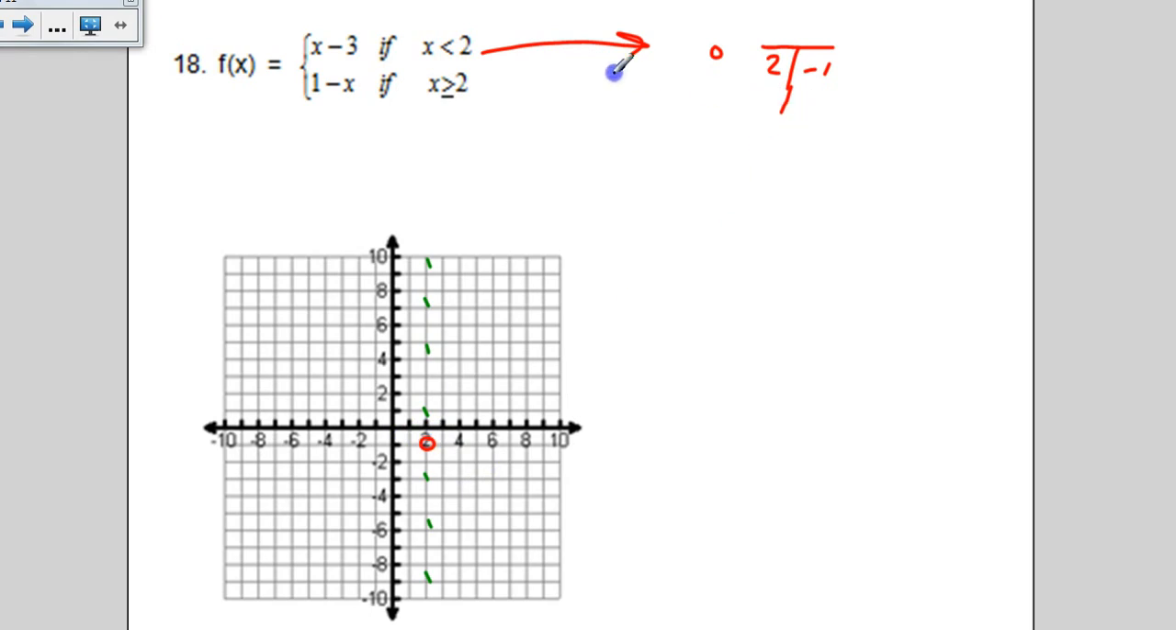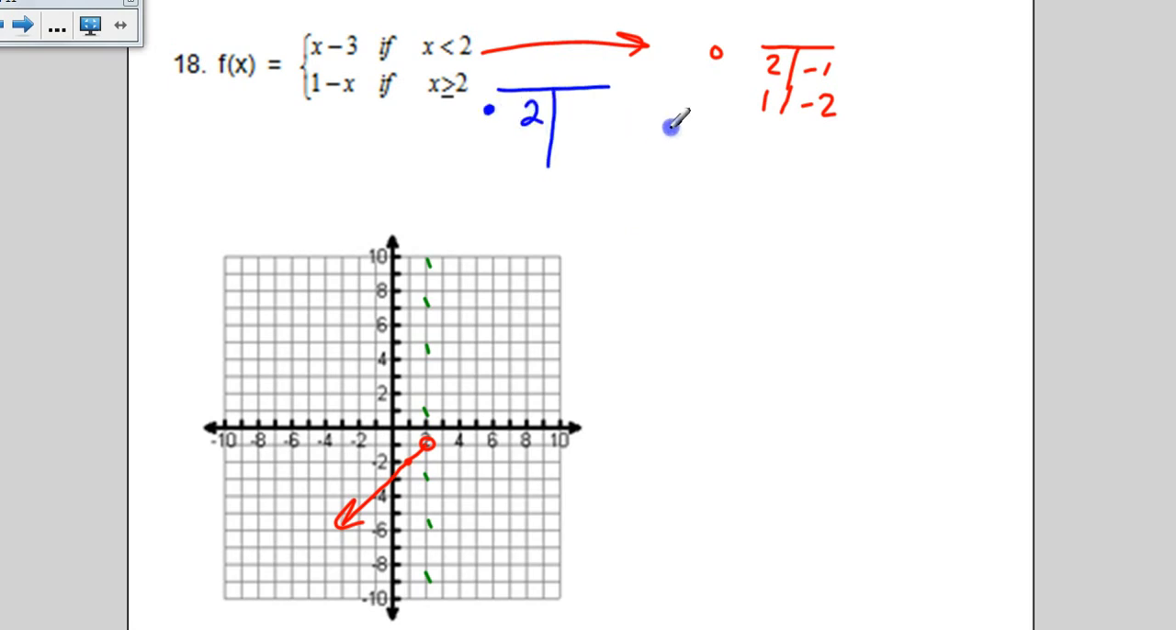And then if I pick something less than 2, that would be the number 1. 1 minus 3 is a -2. So at the point (1, -2), I have my next ordered pair. Okay, for my bottom function, this time I'll have a closed circle on the boundary.